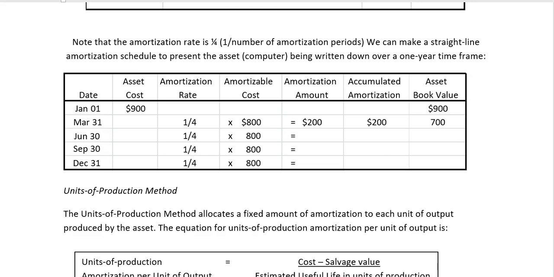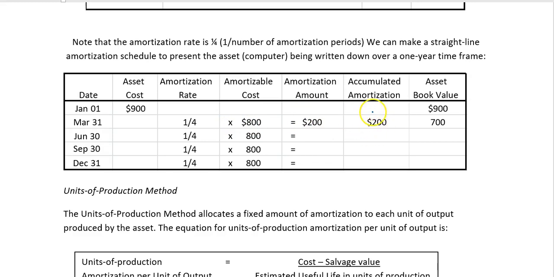We can make a straight line amortization schedule to present the asset, being the computer, being written down over a 1-year time frame. So this is pretty straightforward to fill in. You're essentially following what's happened in the first row here. So we had the purchase of the asset on January 1st. The asset book value is 900. Then we have a quarter for every 3 months. So we have the asset, or we expected to have the asset, times the amortizable cost, which is 900 minus 100, salvage value. So you get quarter times 800 gives you 200.